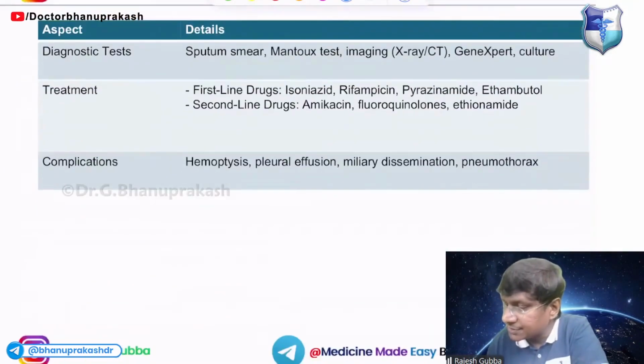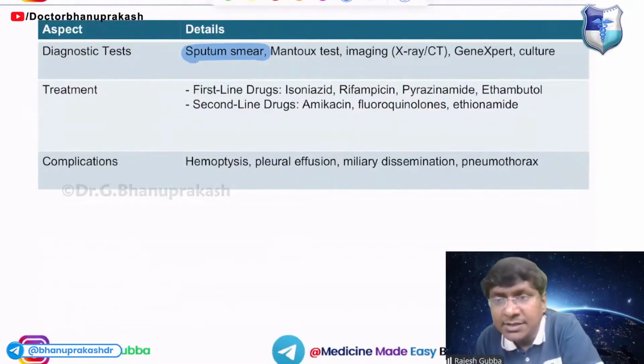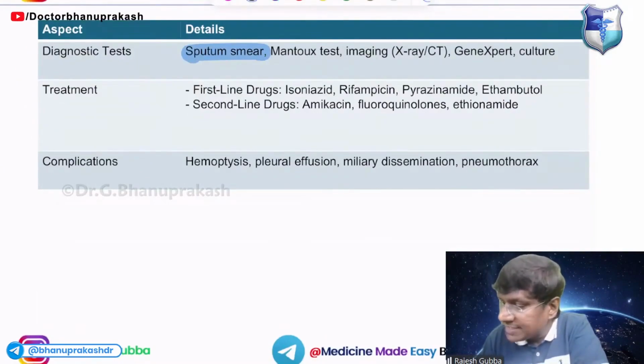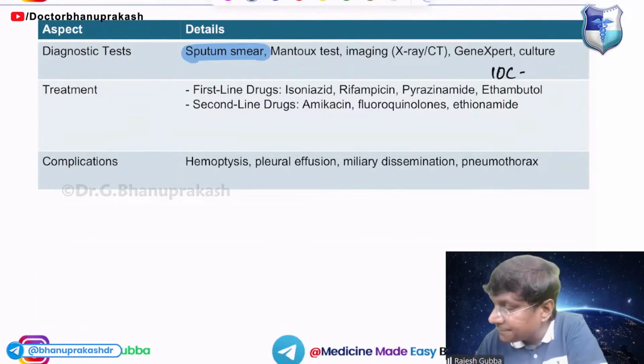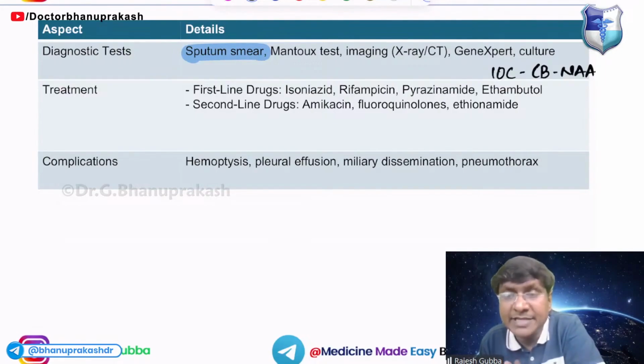What are the diagnostic tests? The diagnostic test will be the sputum smear examination. But what is the investigation of choice in tuberculosis? The investigation of choice will be the GeneXpert, which is nothing but CBNAAT, right? That will be the investigation of choice. That is cartridge-based nucleic acid amplification test.